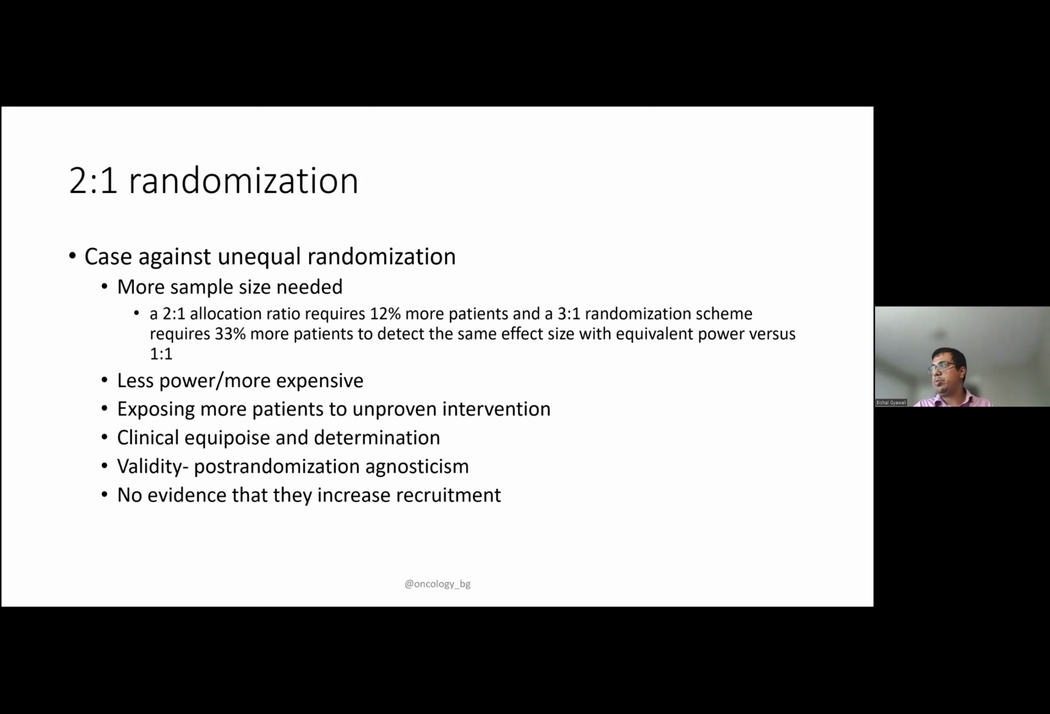And people argue that patients are more willing to participate in a trial if there is 2:1, 3:1 randomization, because they believe that they will get the newer drug. But actually, there is no evidence to that. There is no evidence that using unequal randomization improves recruitment. Again, this is a complex topic. If you want to learn more about it, I would recommend this article that I have put here. You can just Google this, and that's a beautiful article that explains more about the issues with unequal randomization.